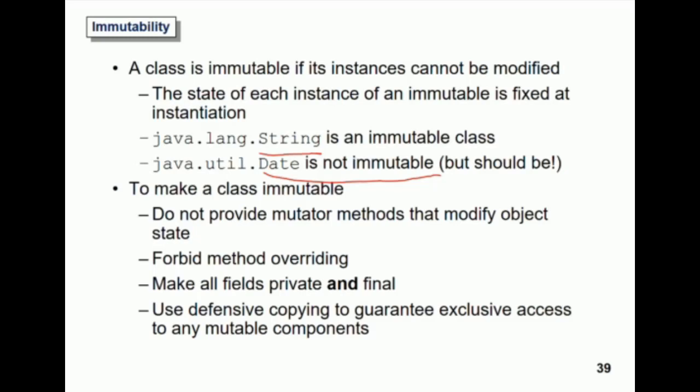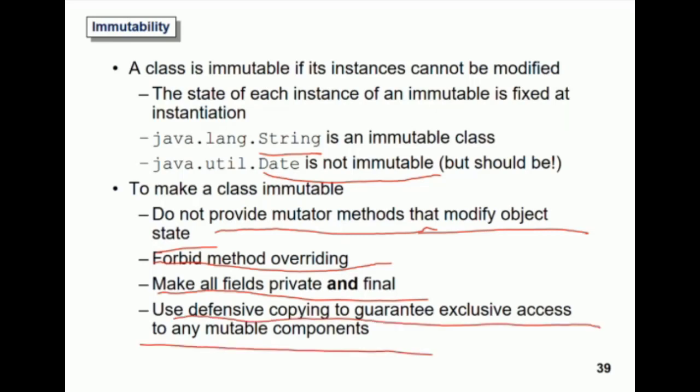Don't provide mutator methods that modify object state. So you don't want to have setter methods, the methods within a class that set a particular field to a particular value. You don't have any of those methods. You forbid method overriding, so you make the class final basically. You also make all fields private and final. And you also need to use defensive copying.